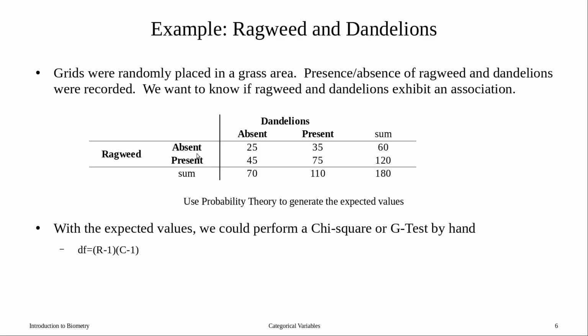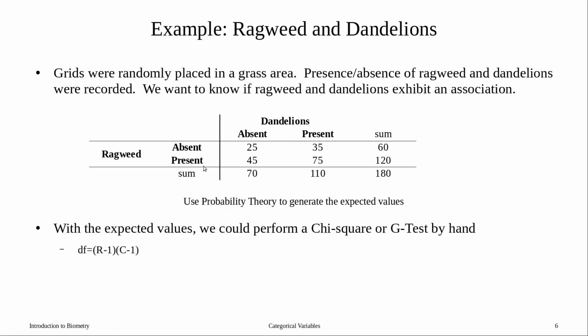So with our question of are these associated, we want to proceed by doing a chi-square and a G-test. Now we can do these by hand. We can take these observed values and then we can calculate expected using probability theory and do a regular chi-square and G-test. So once we do that, we have to adjust our degrees of freedom. And our degrees of freedom for all contingency analysis is the number of rows that we have minus 1 times the number of columns that we have minus 1.